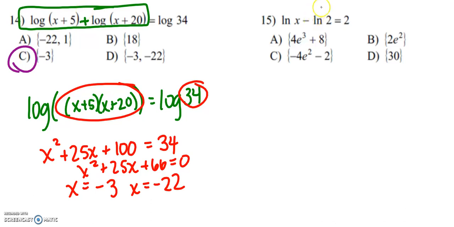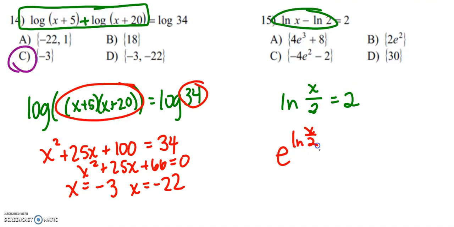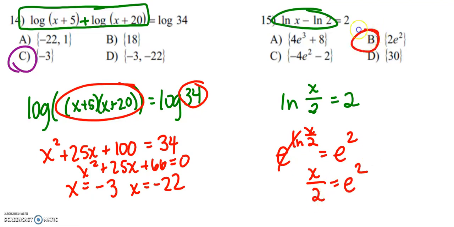All right, this next one, same thing using properties of logs. So I'm going to get the natural log of x divided by 2 is equal to 2. Now to get my natural log to cancel, I can't just do this and that, because this doesn't have a log with it. So I'm going to need to undo a natural log. Those are going to cancel. x over 2 equals e squared. Multiply by 2. We're looking at answer choice B.